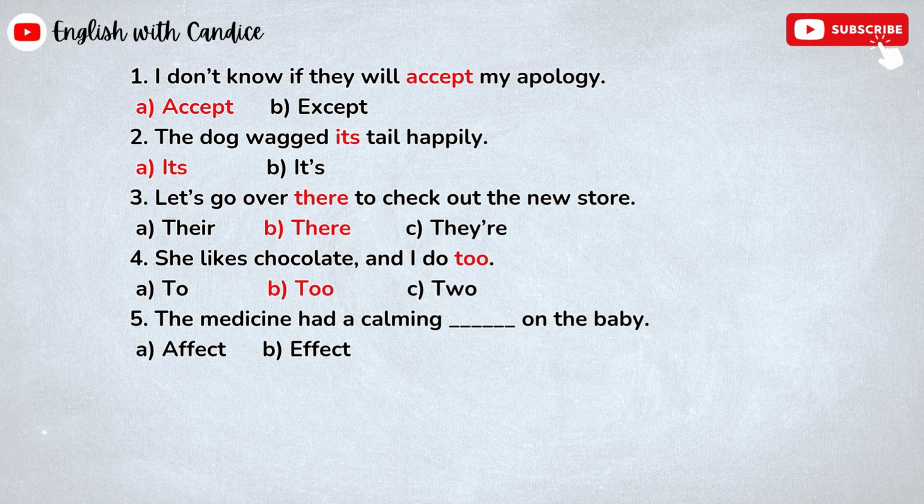Then the medicine had a calming effect on the baby. Which effect will we be using, A or B? Our answer is B. B is a noun and refers to result or outcome, which fits the context of the sentence.